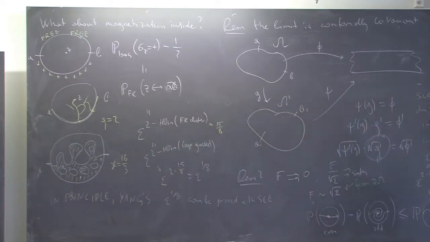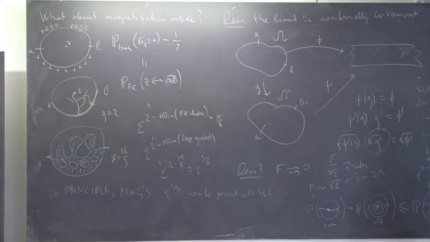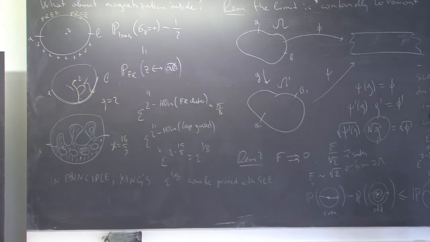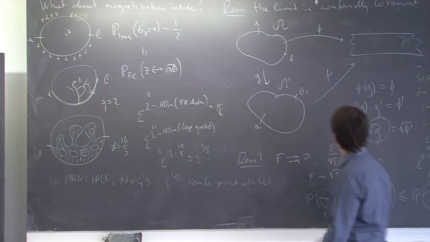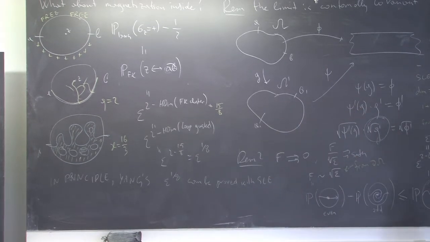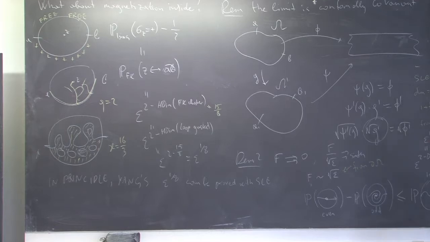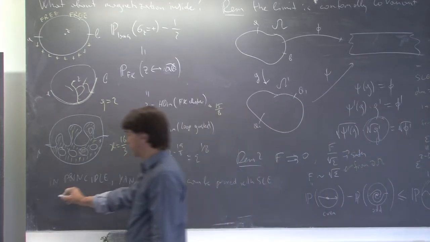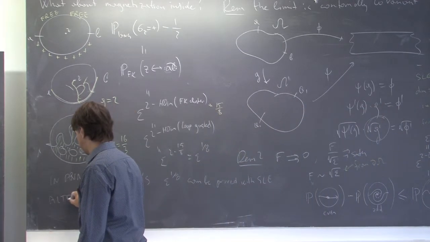And again, the final numbers like 1 over 8, 15 over 8, they appear just from SLE calculations, from stochastic calculus. Or alternatively, you can do it, I don't have time.